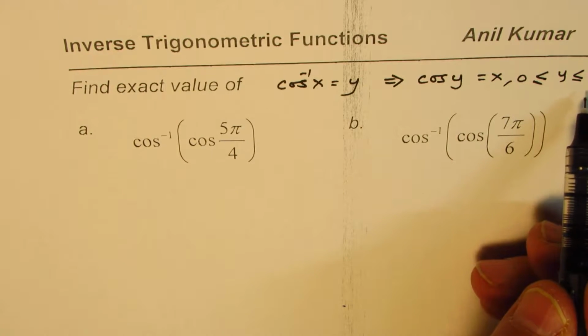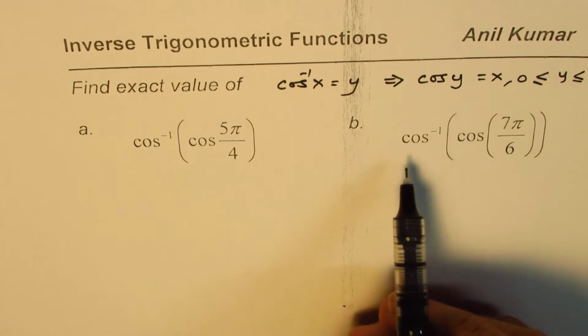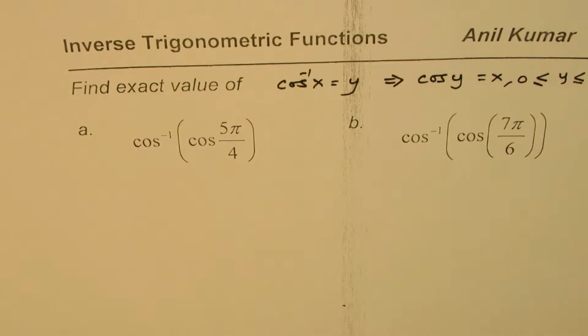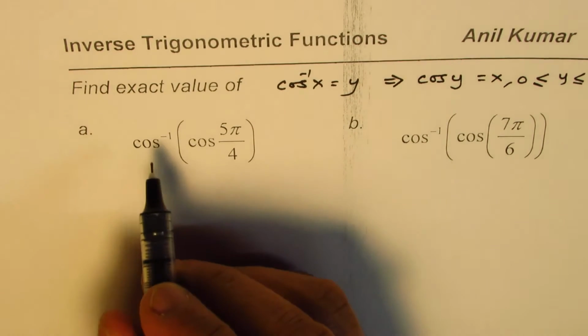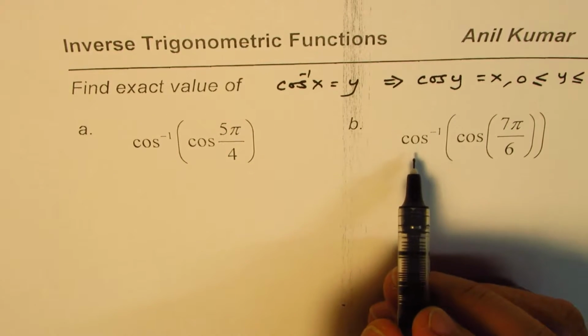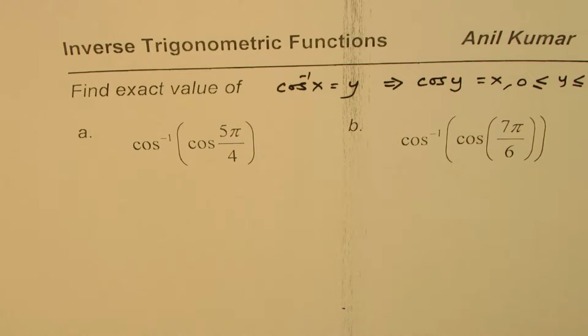So if we do not have an angle which is within this domain, we may not get cos inverse of cos as that answer. So that is very important to understand. I'd like you to pause the video, answer the question, and then look into my suggestions. Now the first one here is cos inverse of cos 5 pi by 4, and then we also have cos inverse of cos 7 pi by 6.